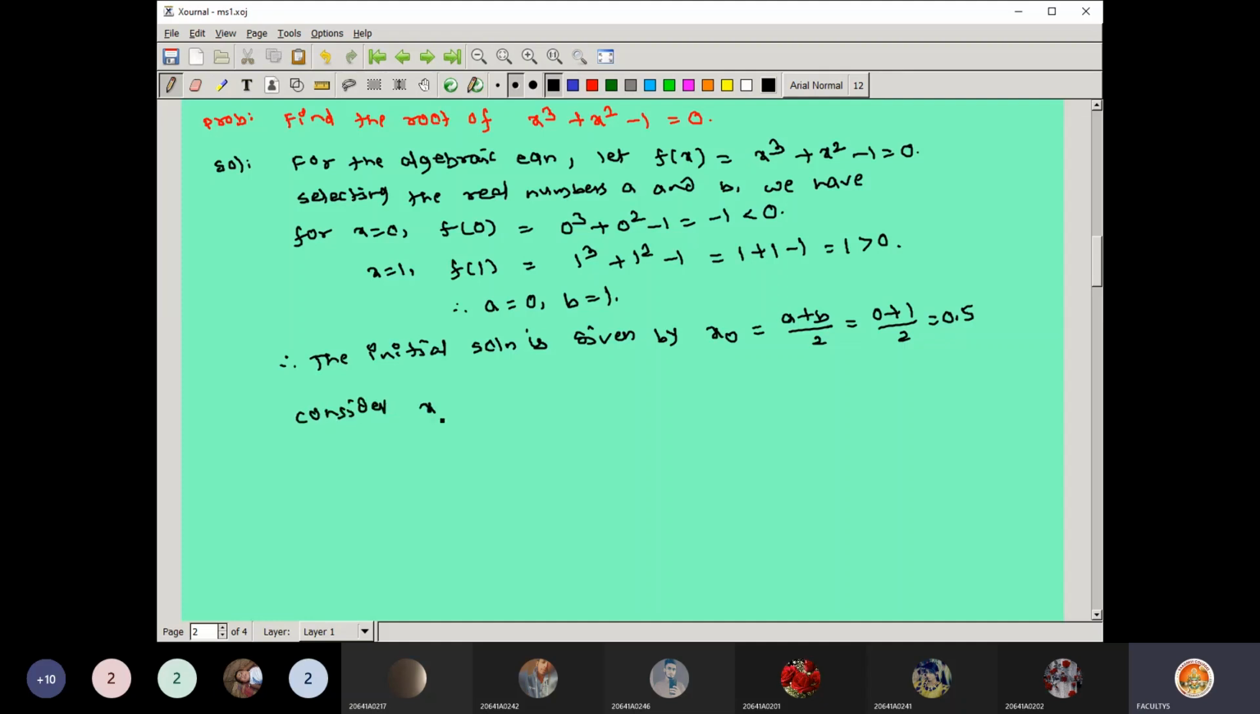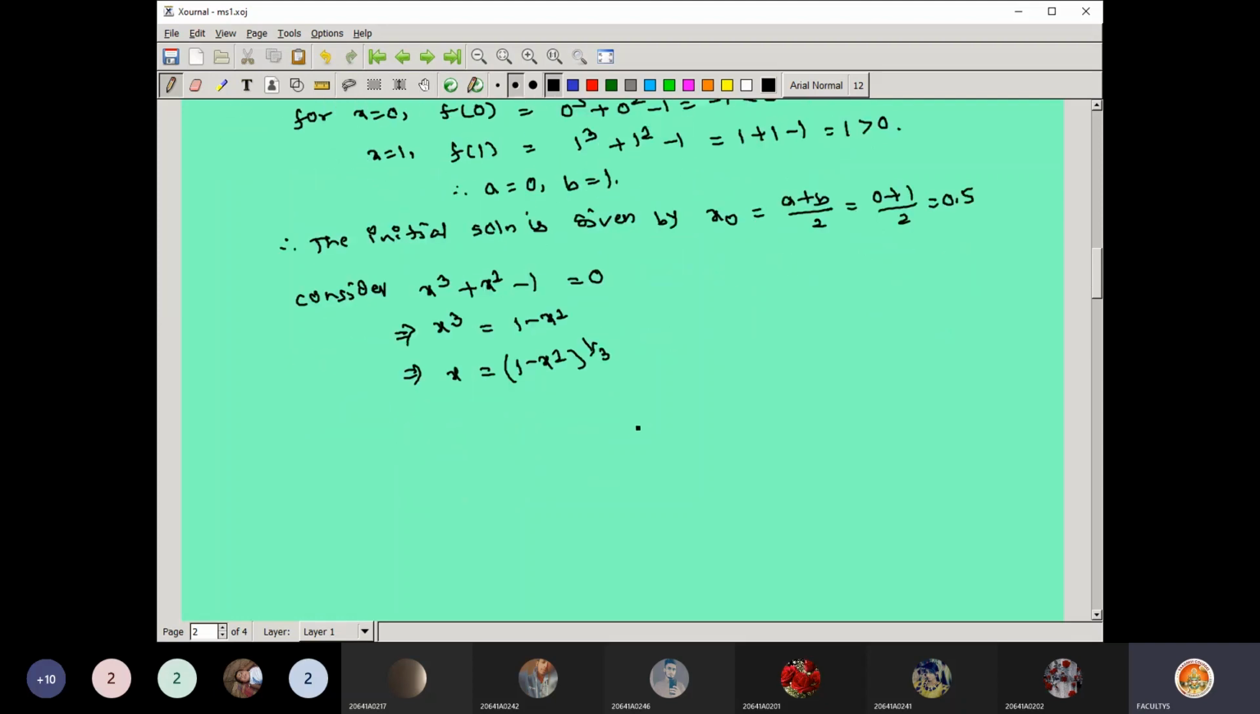Now you are taking the given equation. What is your given equation? x cube plus x square minus 1 is equal to 0. From that you select the highest degree term, which is x cube, and send the remaining terms to the right side: 1 minus x square. From that you write x is equal to 1 minus x square whole power 1 by 3. So it is in the form of x n plus 1 equal to phi of x n.